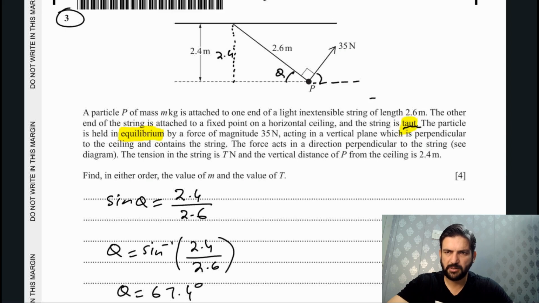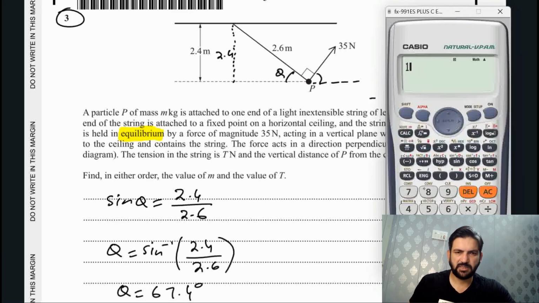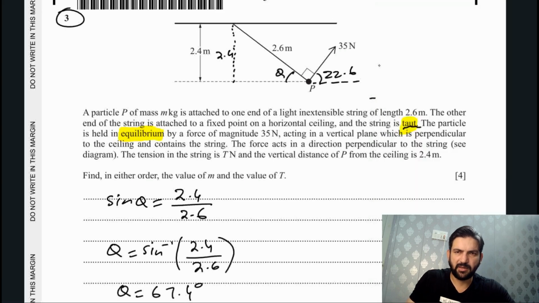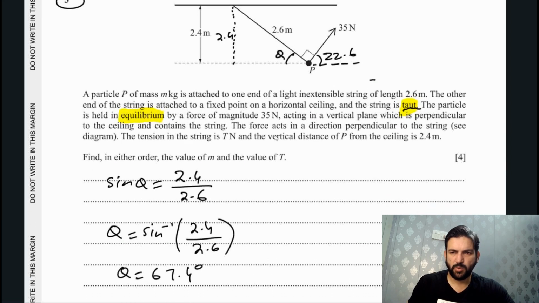Now how can we find out the remaining angle? This will be equal to 180 minus 90 minus the previous answer. So this will be equal to 22.6. Now we have to resolve the forces into their components.